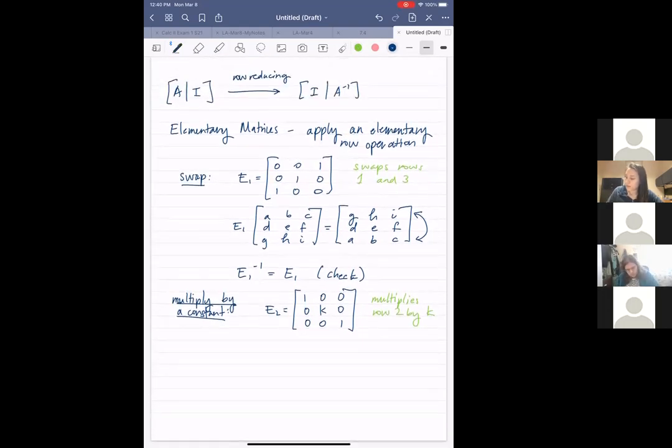And we can double check by looking at the matrix multiplication. So E2 times our standard matrix. We would get just A, B, C in the first row. And then in the second row, each time we do the multiplication, we get k times D, k times E, and k times F. And then the last row is G, H, I, right?